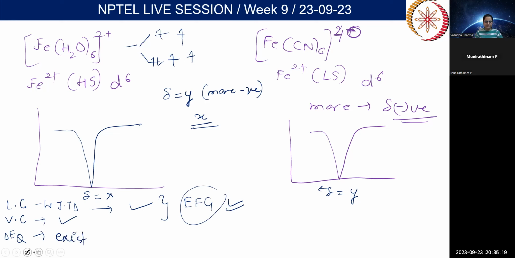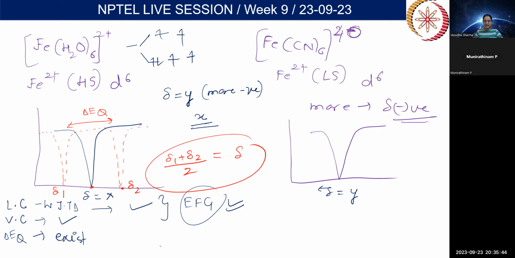Now, this particular peak will split into these two peaks. The dashed one is the actual spectrum for my iron aqua. The difference is delta EQ, the quadrupole splitting. Delta 1 plus delta 2 divided by 2 gives the actual isomer shift value, and the delta EQ value can be calculated by delta 1 minus delta 2. Is this clear? How we combine both the isomer shift and the quadrupole splitting factors?